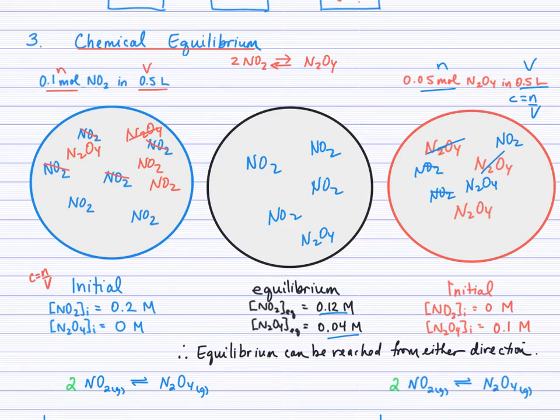It's important also to notice that the concentration of the NO2 does not have to be equal to the concentration of N2O4 at equilibrium. It is the rate of the forward reaction that equals the rate of the reverse reaction. This concentration of 0.12 moles per liter will remain constant at equilibrium, but it does not need to be equal to the concentration of the N2O4 at equilibrium.